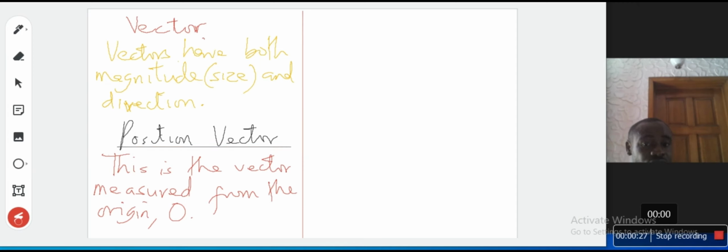Now, when you're looking at vector, you need to consider what we call position vector. The position vector is a vector measured from the origin. The origin is the reference point. In the question, they usually indicate the origin with O, which is like a point where you will measure all vectors, we will take as your point of reference. So the position vector is a vector measured from that origin, which is the reference point.